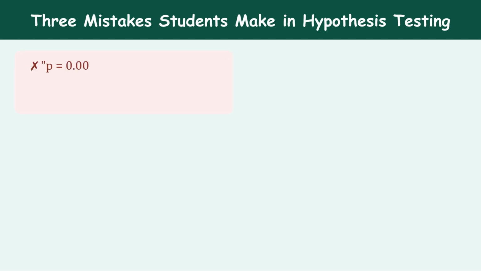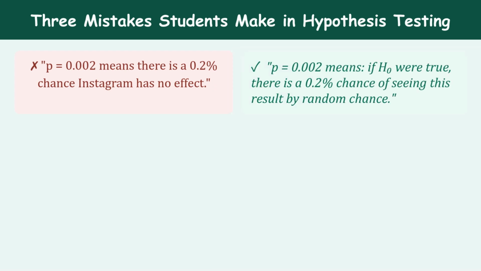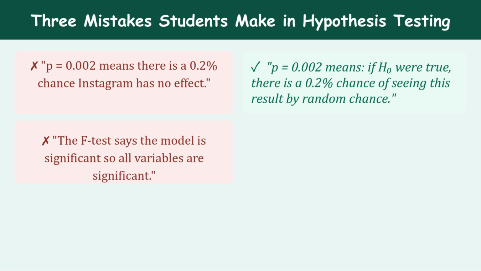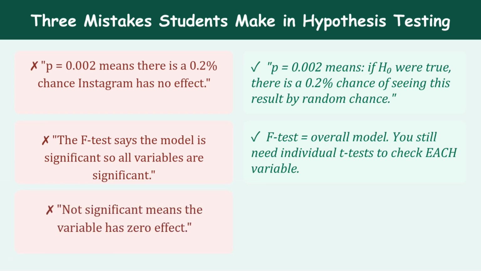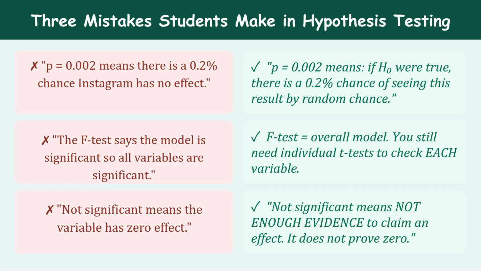3 common mistakes. Mistake 1. P equals 0.002 means a 0.2% chance Instagram has no effect. Wrong. Correct meaning, if H0 were true, there's a 0.2% chance of seeing this result by chance. Mistake 2, F test is significant, so all variables must be significant. Wrong. F test checks the overall model. You still need individual t-tests. Mistake 3. Not significant means zero effect. Wrong. Not significant means not enough evidence. It does not prove zero effect.